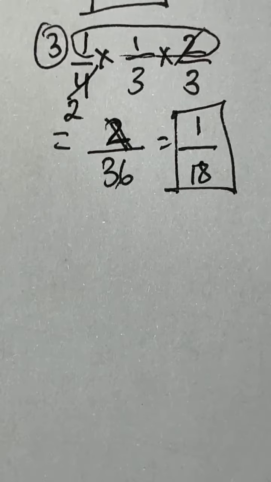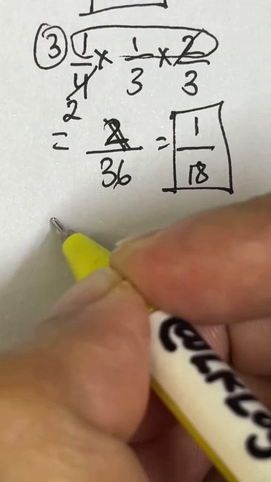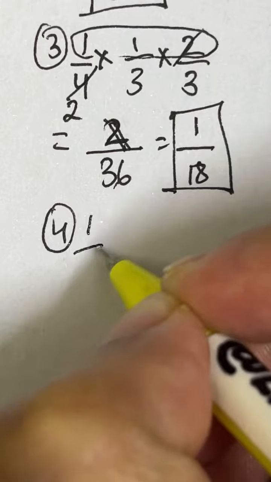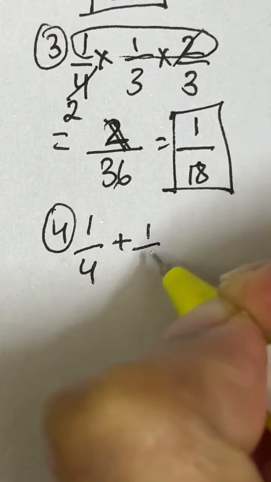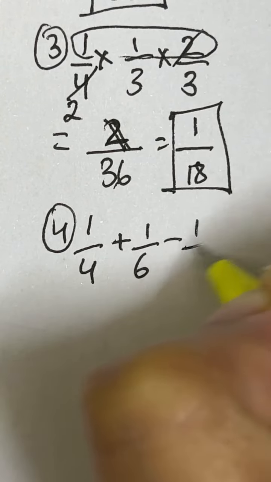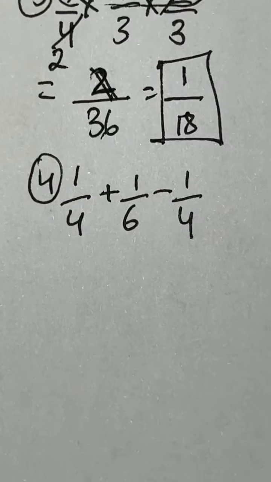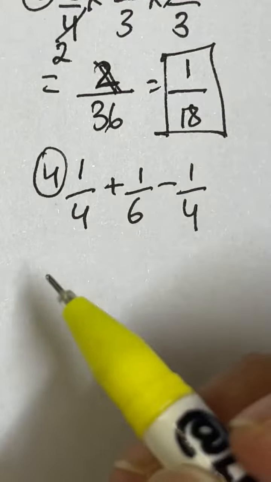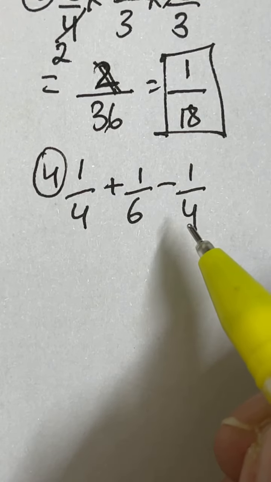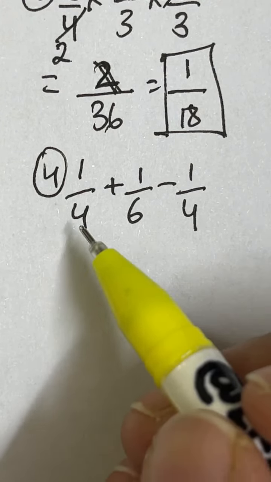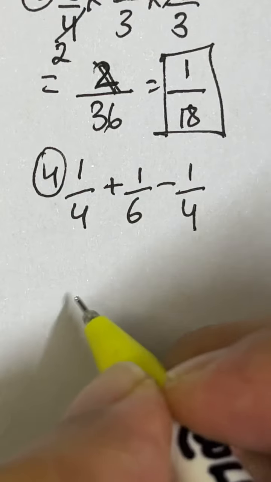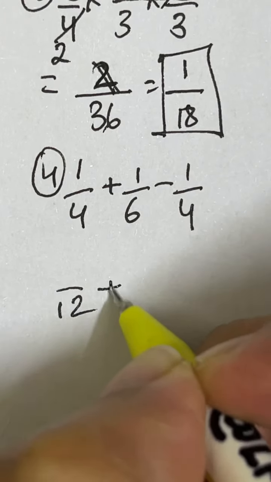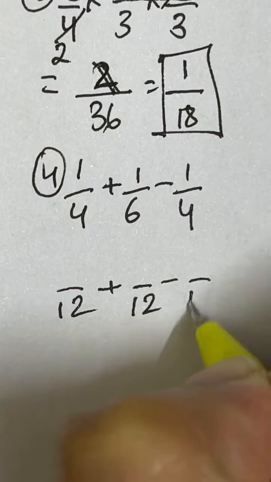Okay, let's see another question. Question number 4, that says 1/4 plus 1/6 minus 1/4. Okay, here you have additions and subtractions. So what do we do? Denominators are all different, so let's take out the LCM for all of them. What is the LCM for 4 and 6? It's 12. So let me make it 12, 12, and 12.